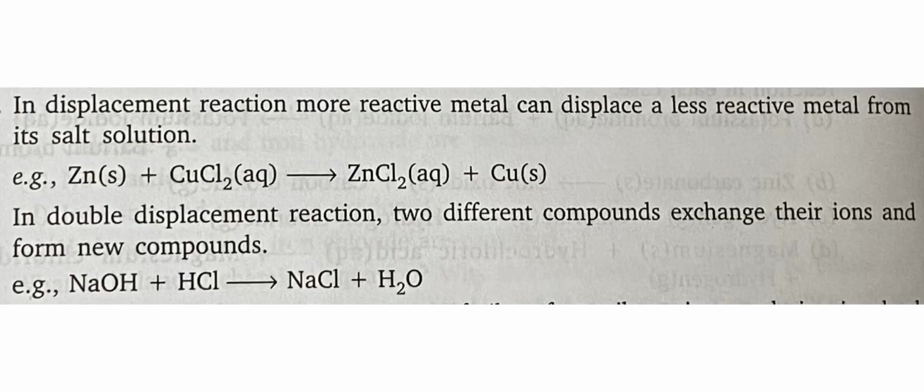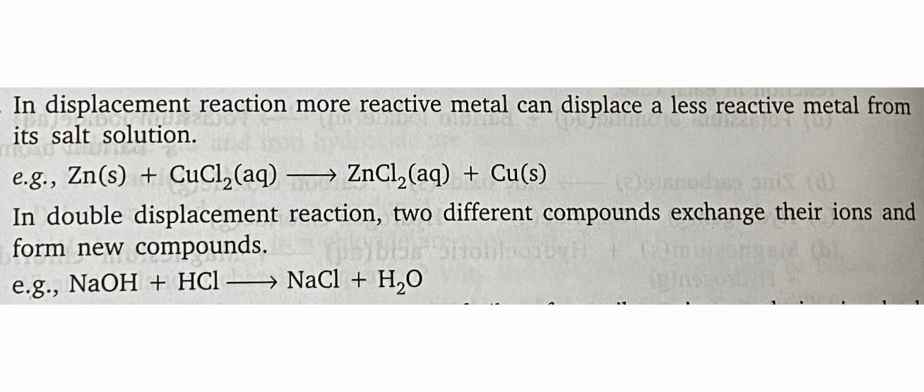Now let us consider examples of displacement and double displacement reactions. Consider the reaction Zn plus CuCl2 gives ZnCl2 plus Cu. Now we know that in a displacement reaction, a more reactive metal displaces a less reactive metal from the salt solution. Here zinc is reacting with copper chloride solution. Zinc is more reactive than copper, so it will displace copper from copper chloride and zinc chloride will be formed. That is, ZnCl2 will be formed. So this reaction is a displacement reaction.